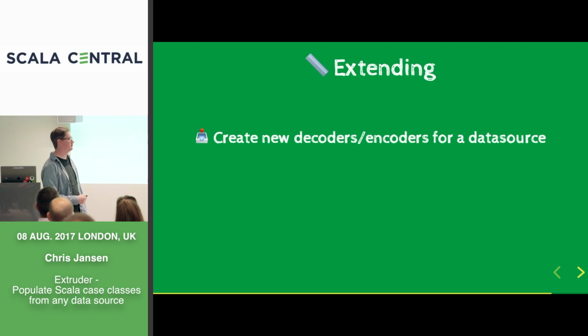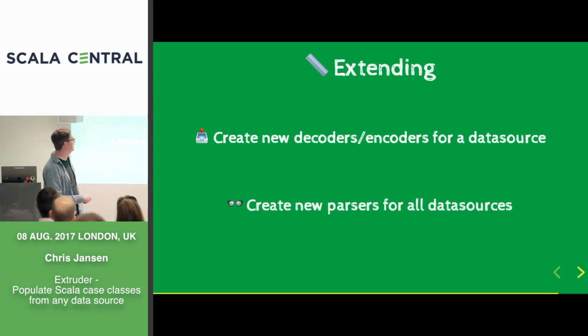But that only works for a specific data source. So say you're going from a database that's typed, you can provide a fairly high level implementation for that. But you can go a bit lower and create parsers for all data sources. So parser is essentially a type class that assumes you're taking in a string and will parse it into whatever type that you want. I can talk more later about those if people are interested.